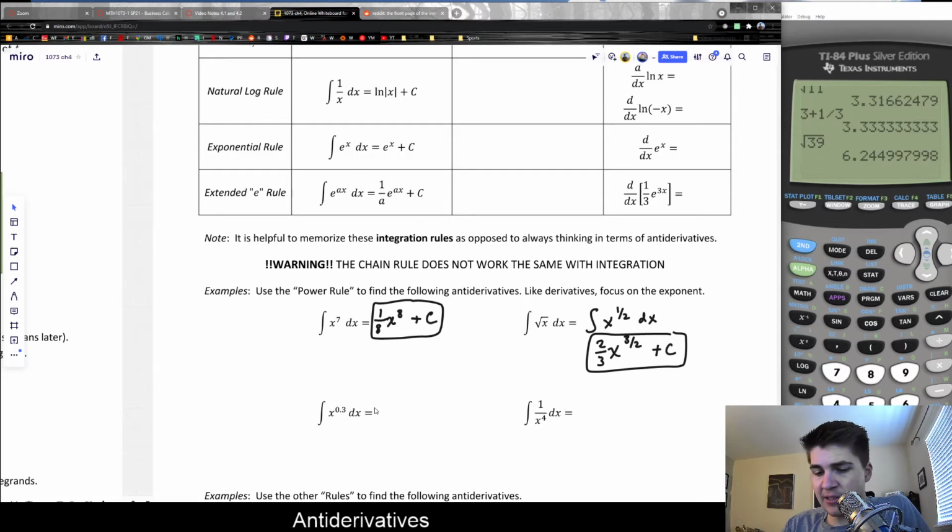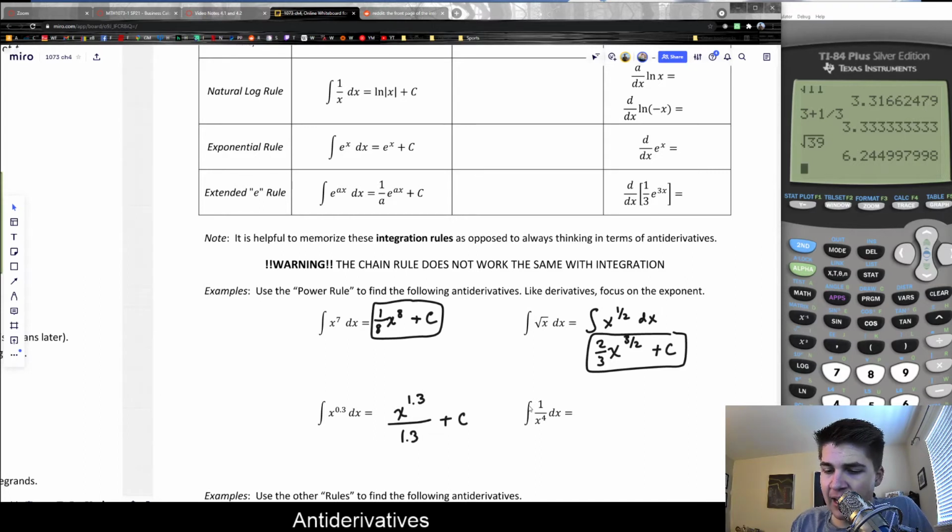So say we had x to the 0.3, and we wanted to know what the antiderivative is. We would add 1, so that'd be x to the 1.3, and then we would drop the reciprocal. Another way you could write it is just x to the 1.3 over 1.3, or you could figure out what that fraction is, and so forth. But however you want to write it, either as 1 over 1.3 or just the power function, add 1, divide by 1.3, same difference.